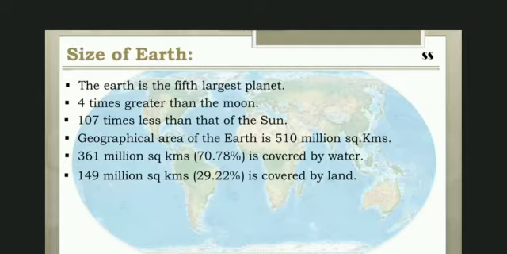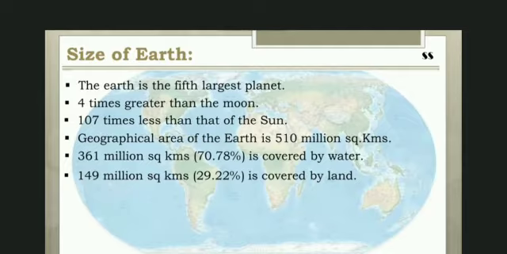361 million square kilometers, 70.78% is covered with water, water only, and 149 million square kilometers, it means 29.22% is covered by land. Thus, the Earth has unequal distribution of land and water. The ratio between the land and the water bodies is 1:43.